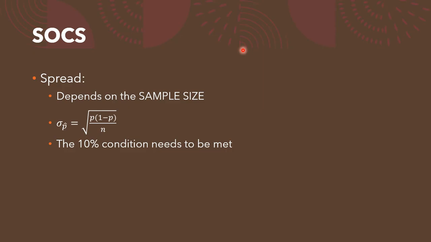If you're looking at something large enough, getting 10% is really hard to do. The formula for your standard deviation is the square root of p times 1 minus p, so the probability that it does occur times the probability that it doesn't occur, all over the sample size n. So the larger the sample size you have, the smaller the deviation is going to be, because that n makes it a larger number that has to be divided.